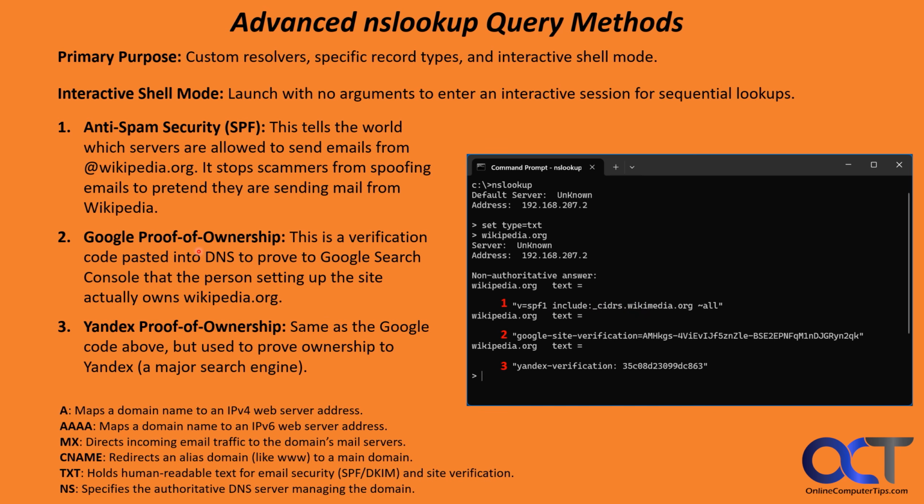And then we have the Google proof of ownership, which verifies the code pasted into DNS to prove to Google Search Console that the person setting up the site actually owns wikipedia.org. So this is going to be a lot of gibberish, unnecessary stuff, but I just wanted to show you some of these extra commands. And then we have the same thing for Yandex, verification code, and there might be others as well. They could decide which ones they want to have shown, so they're going for the bigger ones here.